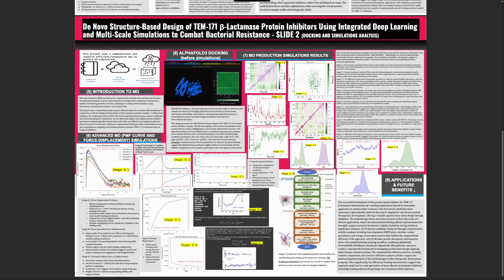And so while the AlphaFold 2 validation provided excellent static structural predictions, proteins are inherently dynamic molecules. They don't just sit still, they move, they flex, and they adapt to their environment. And these movements can be either crucial for function, or conversely, they can reveal potential instabilities in the design. And so molecular dynamics simulations allow us to watch this unfold in atomic detail.